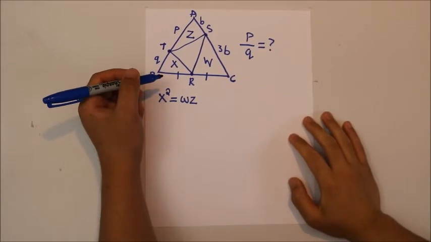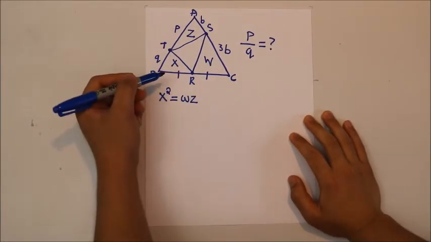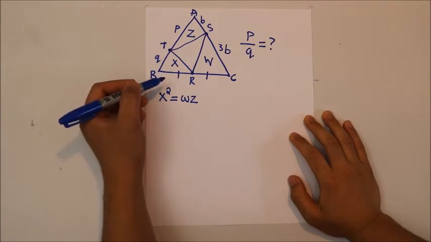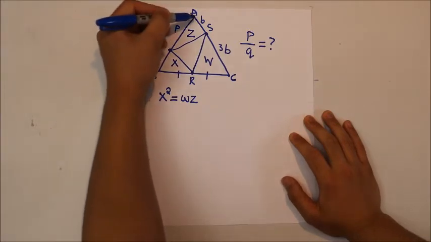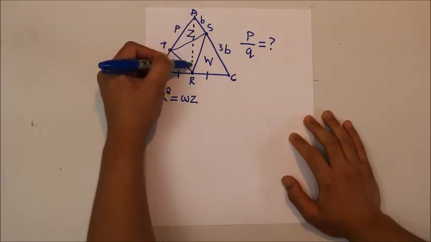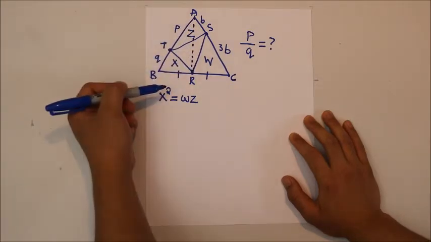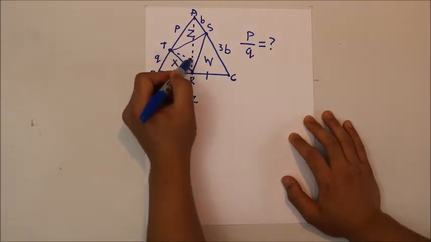Because there are 3 unknown values, W, X, and Z, we need 3 equations to help us solve this. First, let's draw some imaginary lines to help us do this. So we're drawing an imaginary line from A to R. We will draw another imaginary line from T to C.